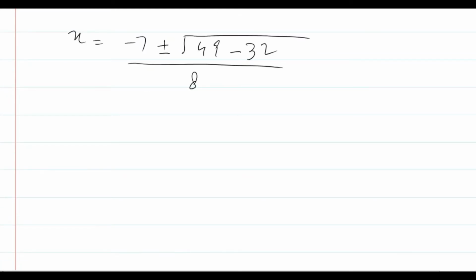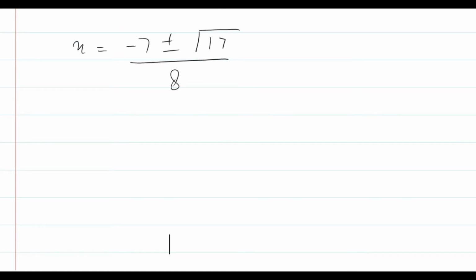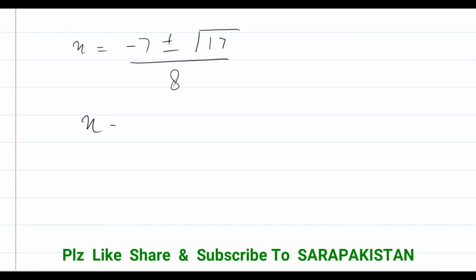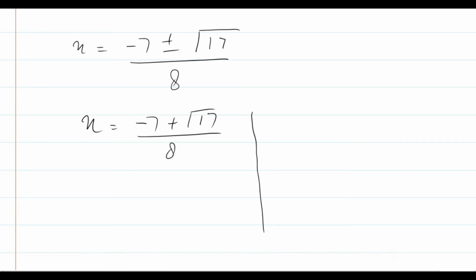On further simplification, you will get x equal to minus 7 plus under root 17 over 8, and x equals minus 7 minus under root 17 over 8.